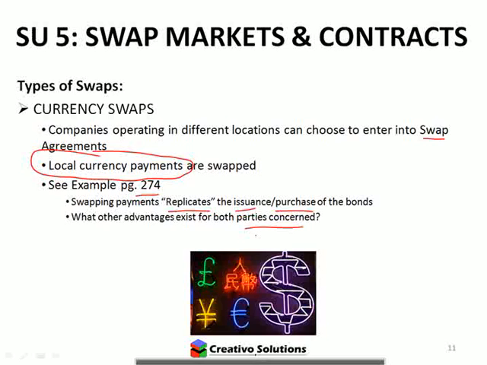So other advantages could be what we mentioned in terms of different locations and different companies. Certain companies are more popular than others, and also credit risk, and possibly others as well, in terms of exchange rate risk or currency risk, interest rate risk perhaps. There could be other reasons why we would want to consider the swap.